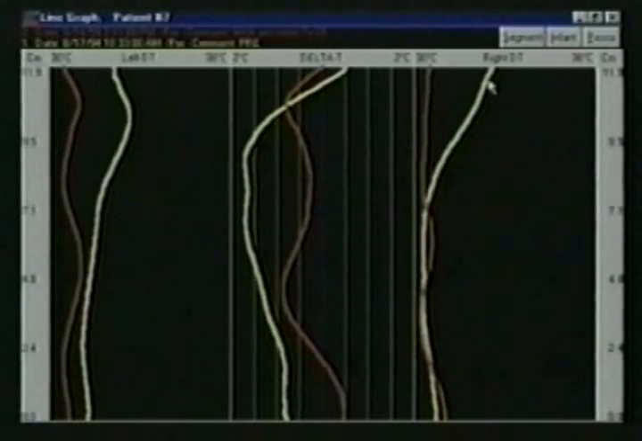So we definitely don't have a match. But what's most unique about this scan is right at that 5 centimeter level. We have a swing of the graph line towards the right.